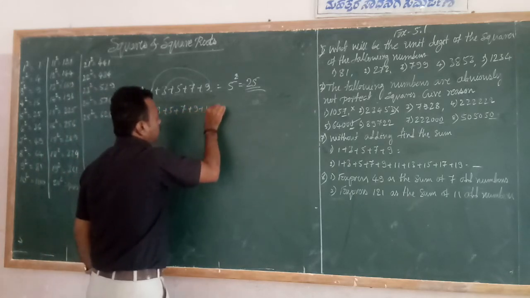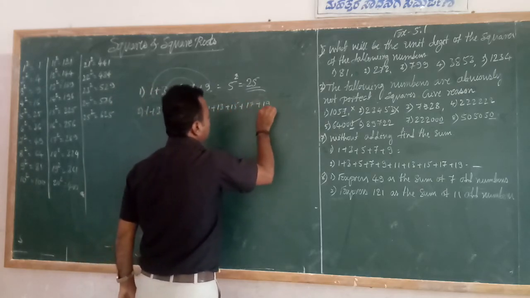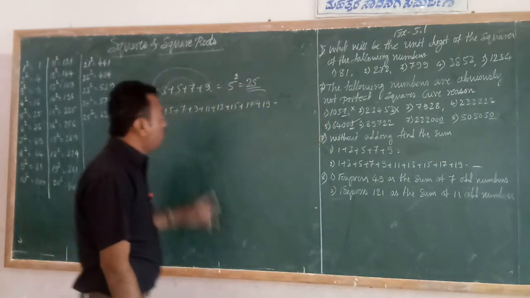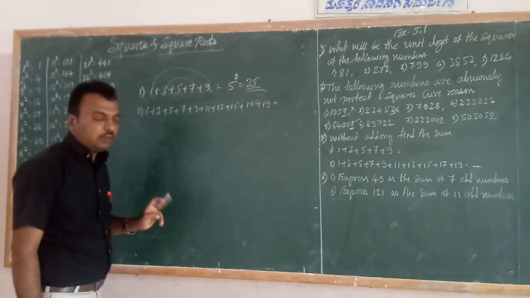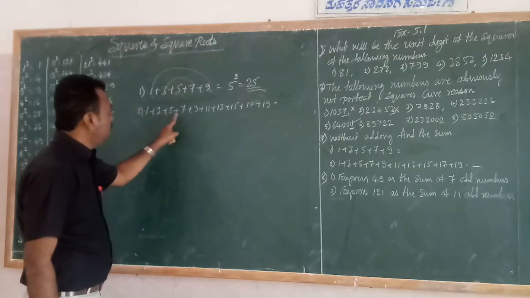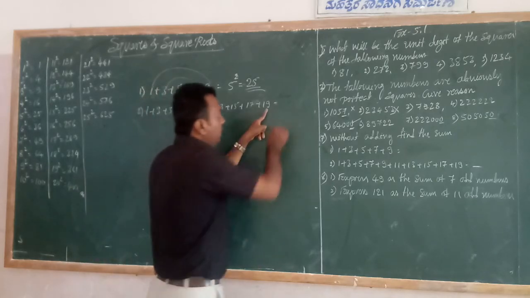So next one: 1 plus 3 plus 5 plus 7 plus 9 plus 11 plus 13 plus 15 plus 17 plus 19. Okay, is it right? Up to 19. Yes. So what is the sum of this pattern without actual addition? First step: we have to count the number of odd numbers. How many are there? 1, 2, 3, 4, 5, 6, 7, 8, 9, 10. So there are 10 odd numbers.